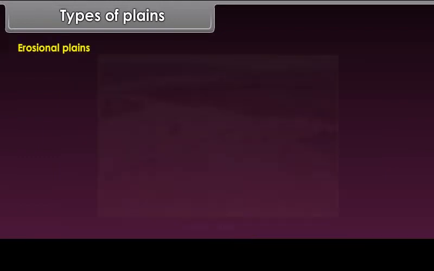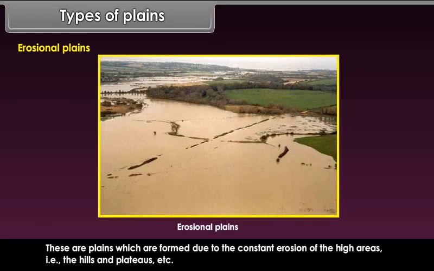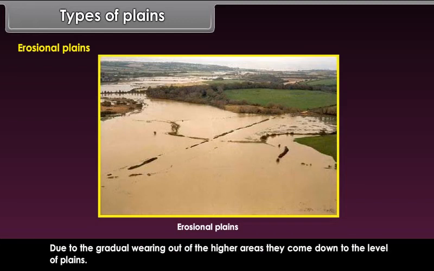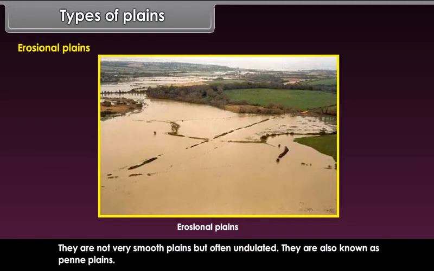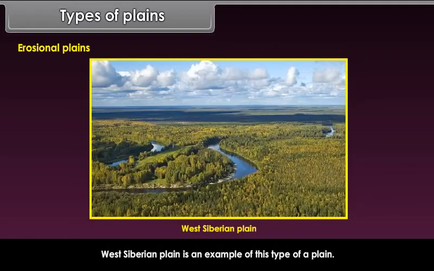Erosional plains. These are plains which are formed due to the constant erosion of the high areas, that is, the hills and plateaus, etc. Due to gradual wearing out of the higher areas, they come down to the level of plains. They are not very smooth plains, but often undulated. They are also known as peneplains. West Siberian Plain is an example of this type of plain.